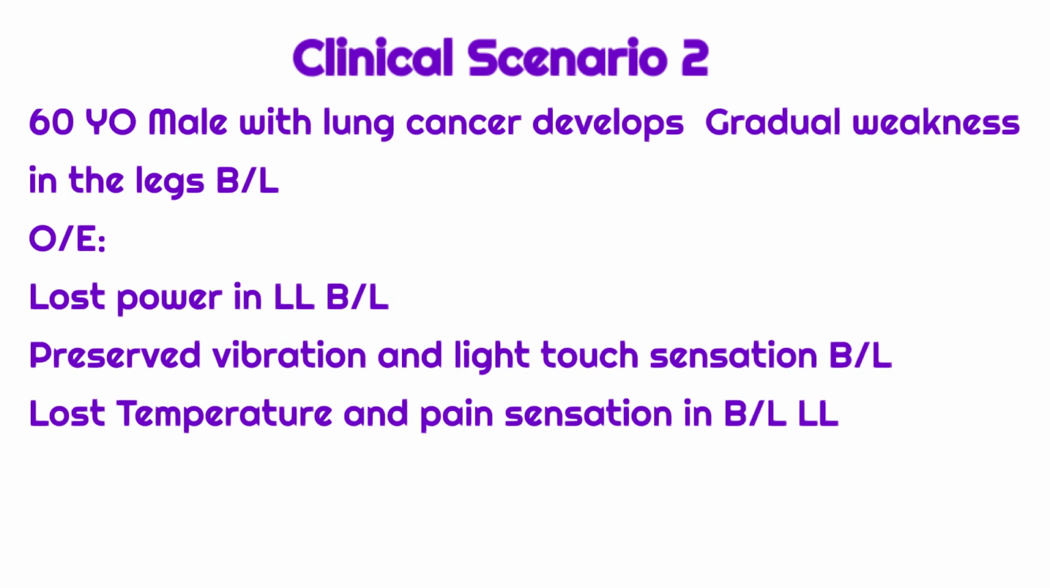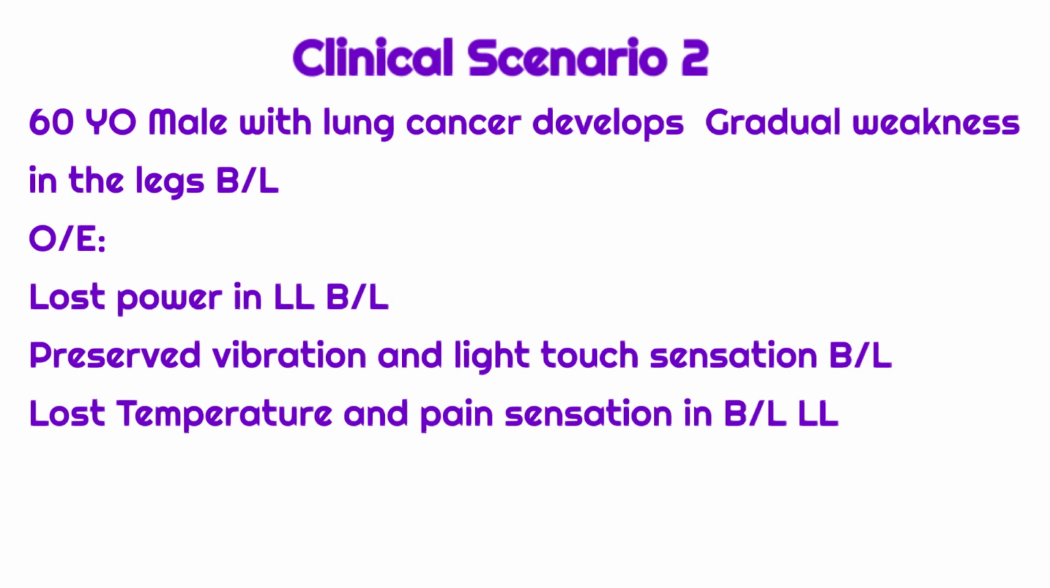Right, clinical scenario number 2, we've got a 60-year-old male with lung cancer that develops gradual weakness in the legs bilaterally. You see them in the emergency department and you examine them, and you notice a lost power in the lower limbs bilaterally. Now, what does this tell us? It means that there's a corticospinal injury on both sides, right? Bilateral corticospinal injury. Now, the vibration and light touch sensation, you notice, is preserved. And this means that the dorsal column is intact. We don't have any problem in the dorsal column.